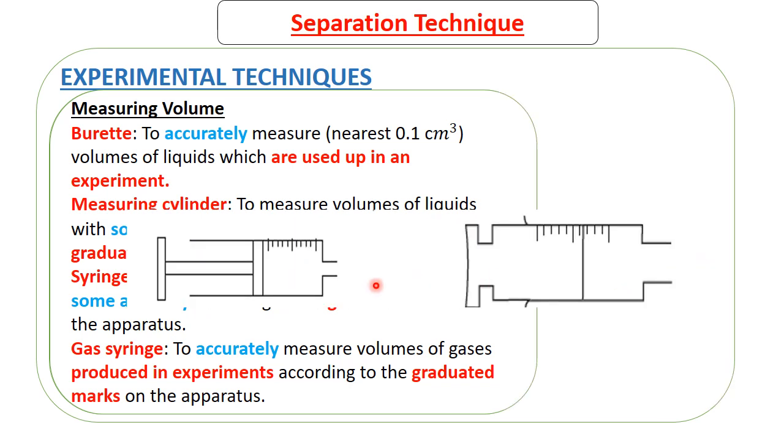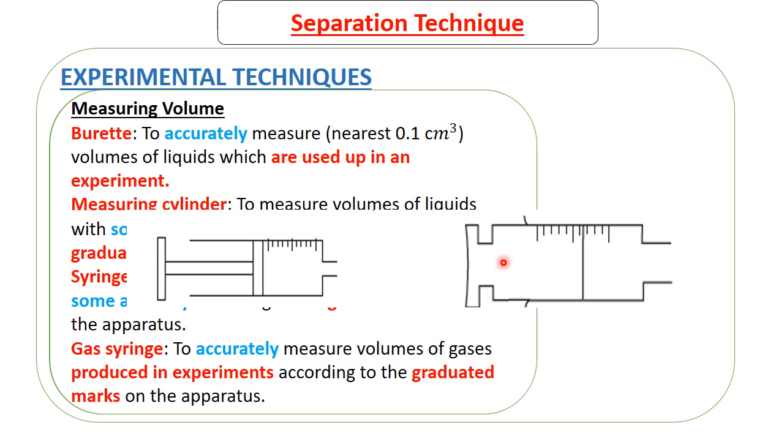So this is the normal syringe and this is the gas syringe. Just from the way they look, you should be able to tell the difference between the gas syringe and the normal syringe. This one is usually used for liquids, like I said, and this one is for gases, which means once the gas has been collected, you don't want it to escape. So this one is secured at all points. There are no spaces where the gas can escape.